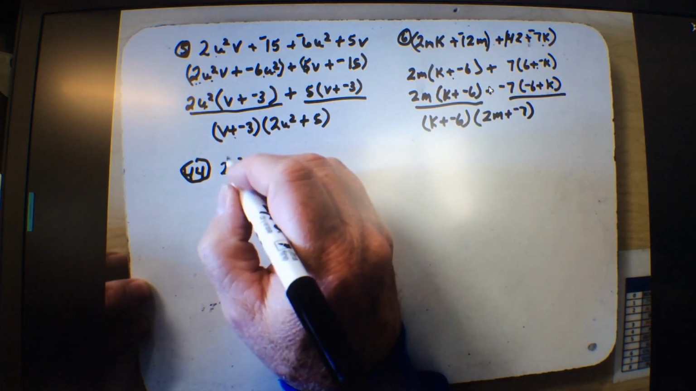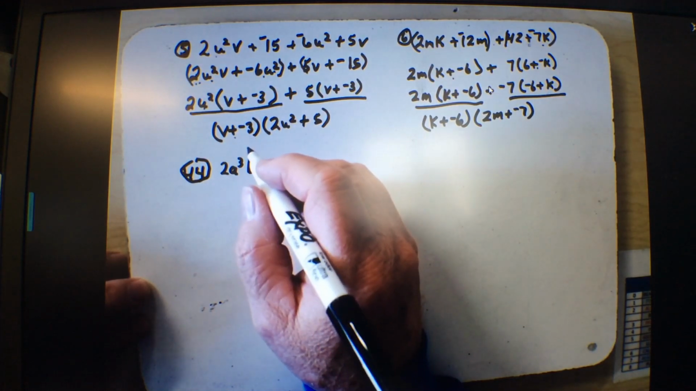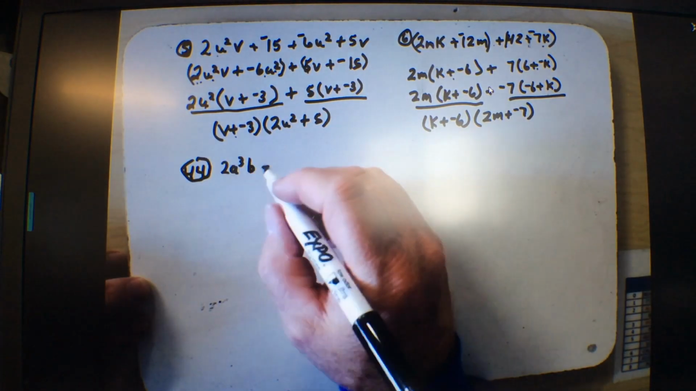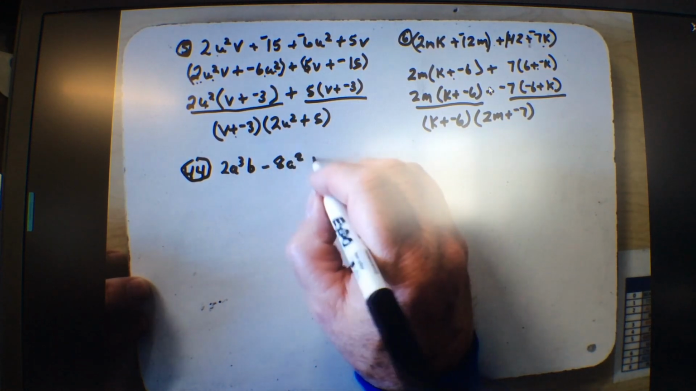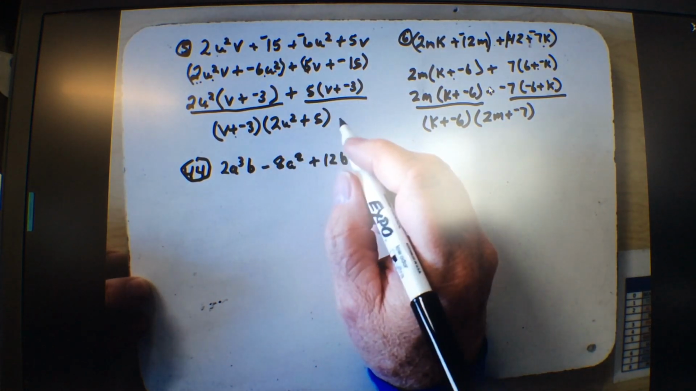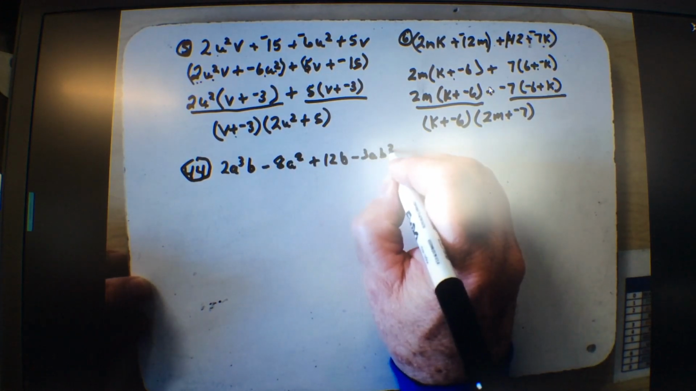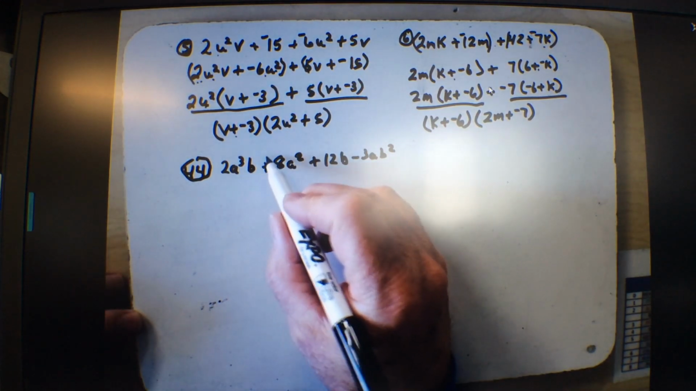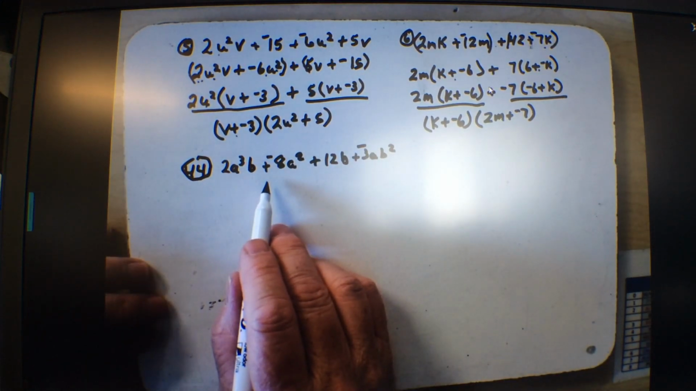2a to the third b minus 8a squared plus 12b minus 3ab squared. Did I copy that right? Make sure I copied it right. Okay. All right. I'm going to change this to plus and negative, and this plus and negative. Do the first two have something in common? Do the last two have something in common? All right, let's try it.